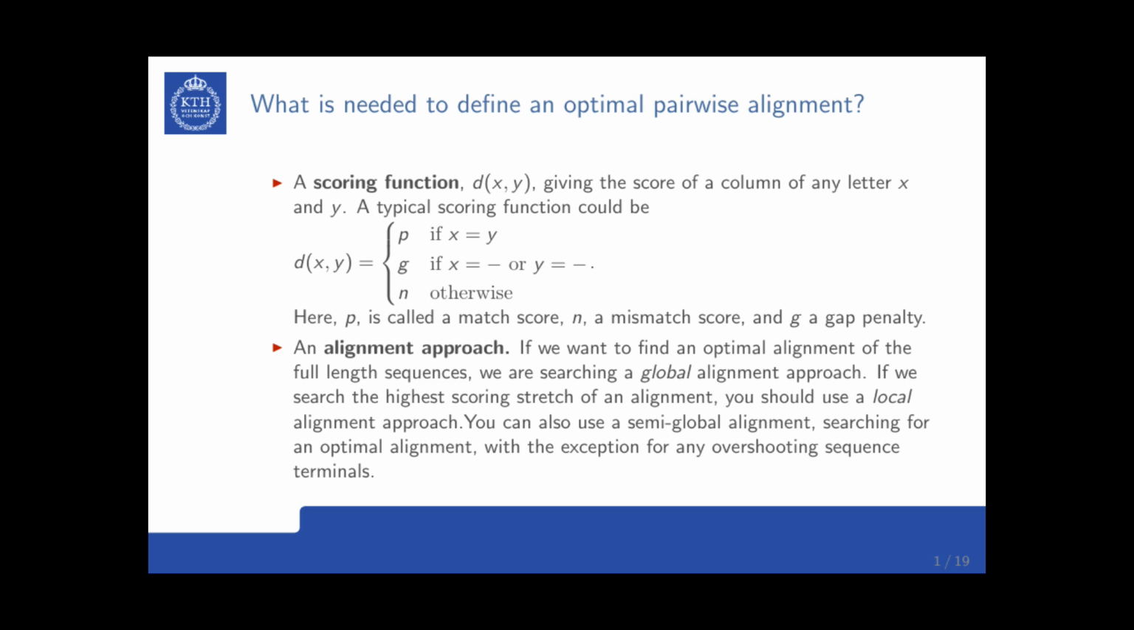Differences in both the scoring function and the alignment approach will render very different alignments. So these choices have direct implications on the alignment quality. The alignment approach itself will govern which algorithm we use to align sequences, whereas the scoring function mostly differs the appearance of the alignment.